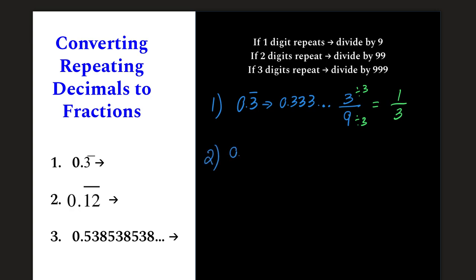Now, our second example is showing that two digits repeat. Therefore, this is written as 12 and 12, dot, dot, dot. So we're going to divide by 99. And here again, we're going to think about how are we going to simplify. Well, both numbers can be divided by 3. So let's go ahead and divide by 3. And so the answer will be 4 over 33.